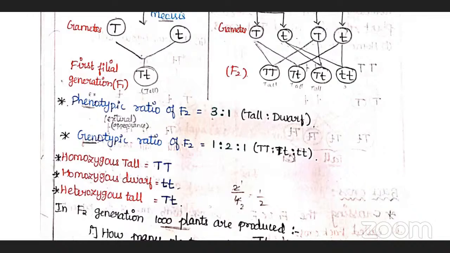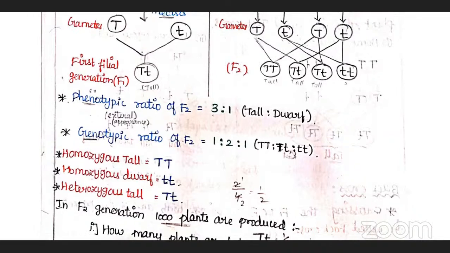The next one, small t, is also pure. Whether it is dominant or recessive, it should be a pure line. So we can consider small t as purity. So the ratio is 1:2:1. So the genotypic ratio is 1:2:1. No need to memorize, we can easily understand.